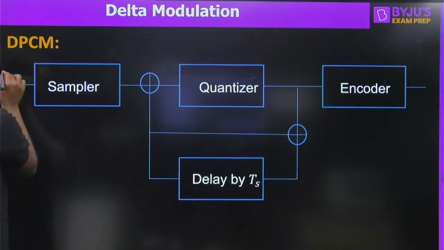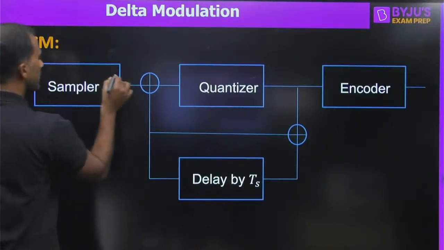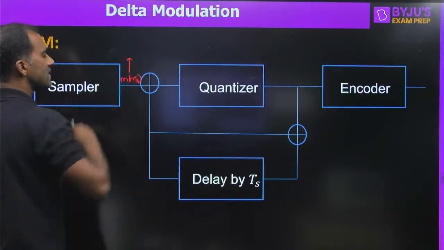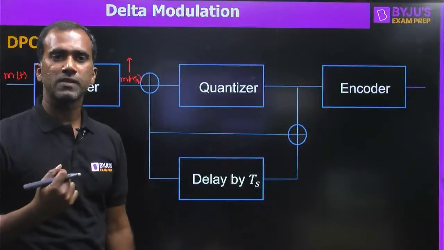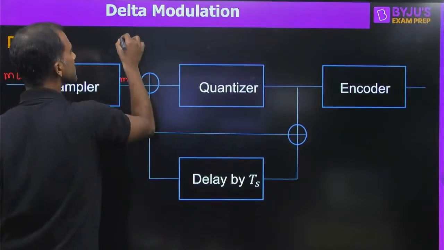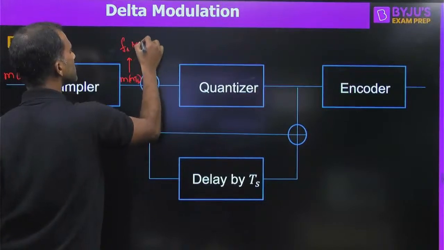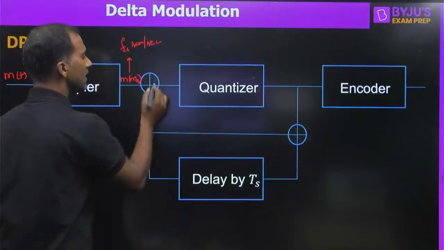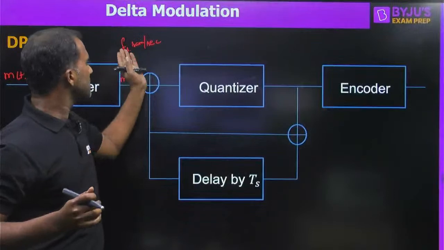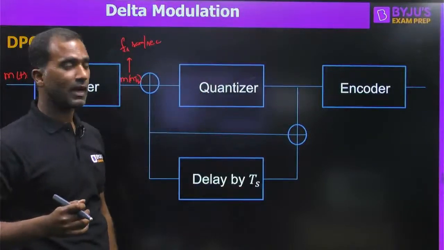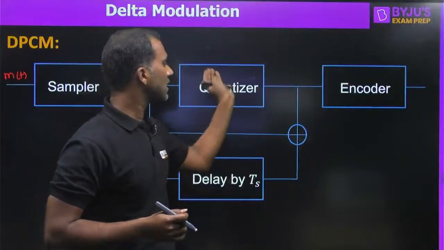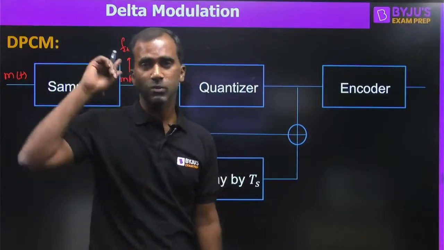Here we have the message signal m(t), which is sampled, giving m(nTs). For a sampled signal, the important parameter is the number of samples present in every second. So the important parameter for this signal is the sampling rate, fs samples per second. In a PCM system, this feedback circuit is not there. Whatever samples are there are applied to the quantizer, and for every sample given to the quantizer, it gives one sample. So fs samples per second are given to the quantizer, and the quantizer also gives fs samples per second. That is what happens in PCM.